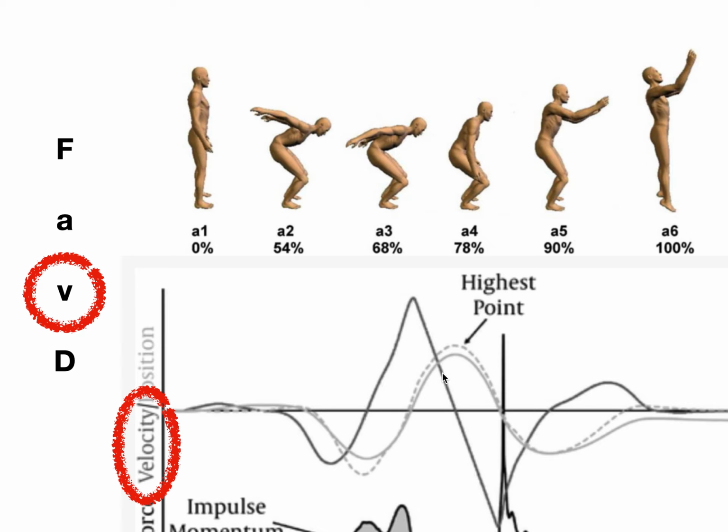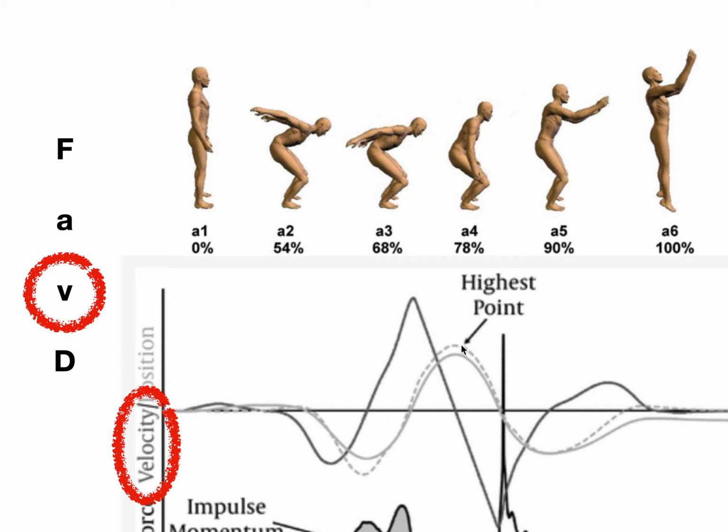Then this is the flight phase, where you're in the air and gravity is pulling your velocity down. At the point when you have zero velocity, that means you're at the highest point. So if you combine these two lines, you'll see the highest point.